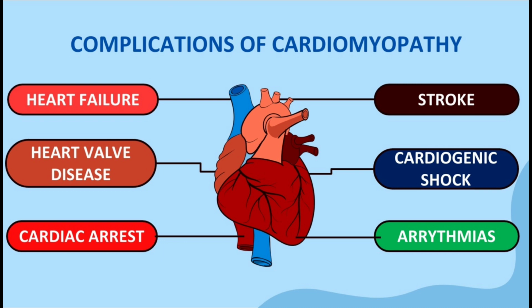Next is cardiogenic shock. This is a life-threatening condition where the heart cannot pump enough blood to meet the body's needs, often caused by severe cardiomyopathy. Next is arrhythmias. Cardiomyopathy can disrupt the heart's electrical system, leading to abnormal heart rhythms, which can cause palpitations or fainting.